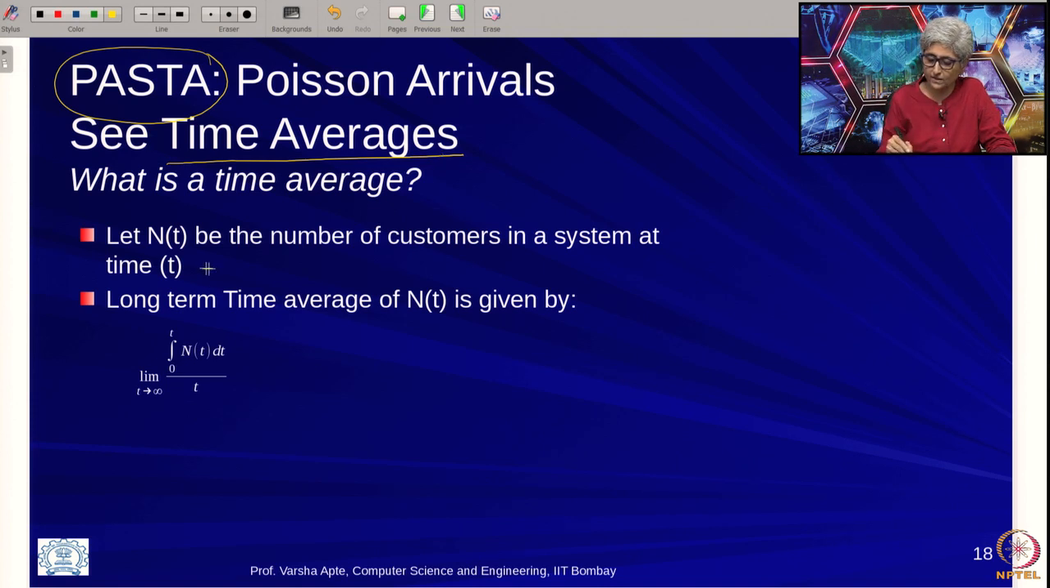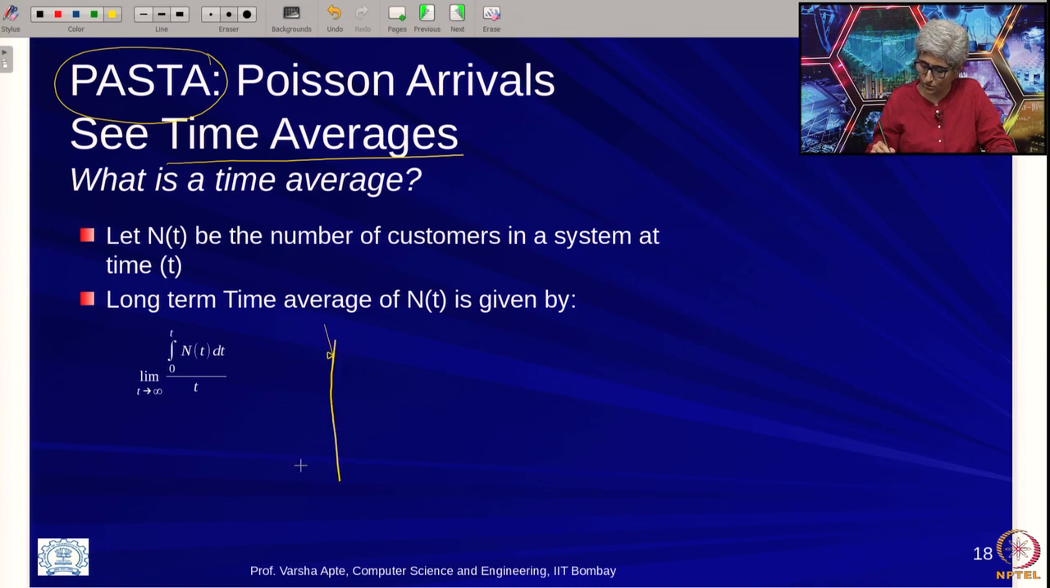Let N(t) be the number of customers in the system at time t. The long term time average of N(t) is given by the limit as t tends to infinity of the integral from 0 to t of N(t) dt, divided by t. This is just an integral formula, maybe it is difficult to understand, so I will explain what that means.